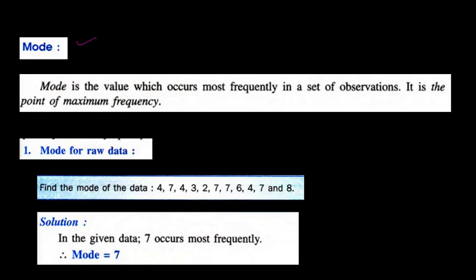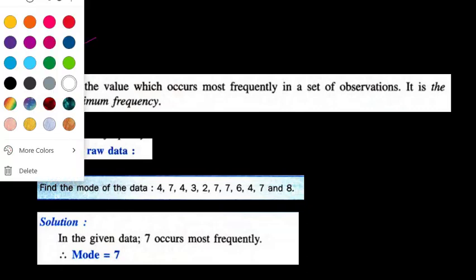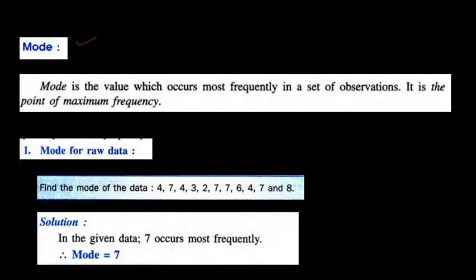Okay, what is mode? Mode is the value which occurs most frequently in a set of observations. It is the point of maximum frequency. So you are given a few values. Now the value which is coming the maximum number of times, that value is called the mode of the observations.